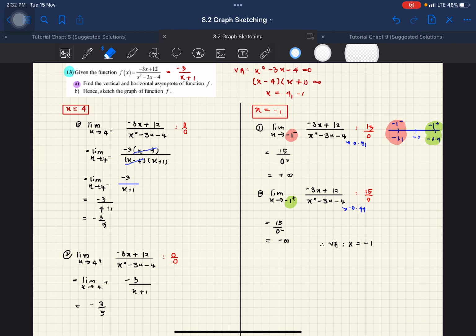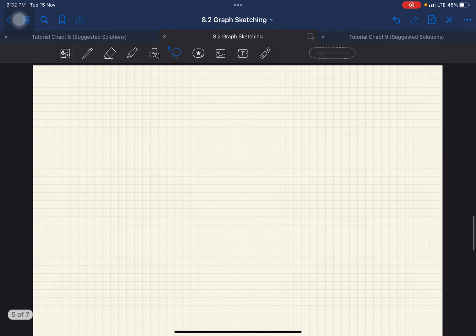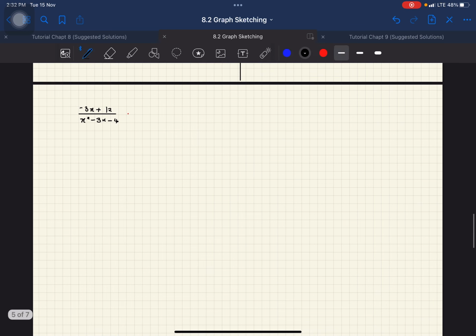So let me copy this function that I have first. Copy. Just paste it here. Okay, so now I want to find the horizontal asymptote. Let me write it properly for you. So HA.